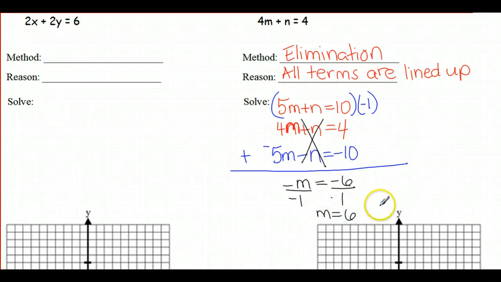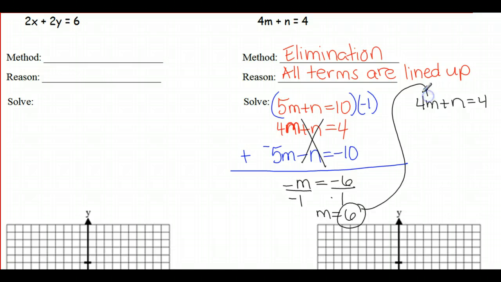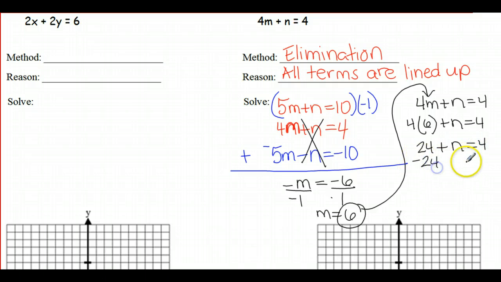Okay, so now we're going to take one of the original equations. I'm going to use the equation 4m plus n equals 4. Since I know that m is 6, I'm going to plug it in for m. So we have 4 times 6 plus n equals 4. We have 24 plus n equals 4. Subtract 24 from both sides of your equation, and you would get that n equals -20.